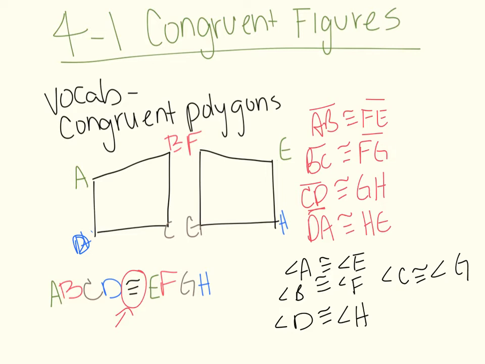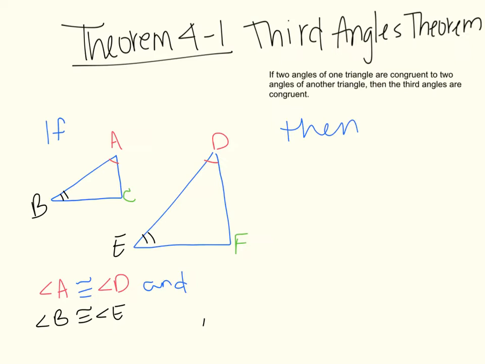We're going to do some examples in a second, but next I'm going to show you a theorem that you need to know. The theorem is pretty self-explanatory, but it's something that you'd be surprised on when you actually have to use it. It's called the third angles theorem. And it says if two angles of one triangle are congruent to two angles of another triangle, then the third angles are congruent. So in this picture I have triangle ABC and triangle DEF, and I have A and D marked as congruent, and then I have B and E marked as congruent.